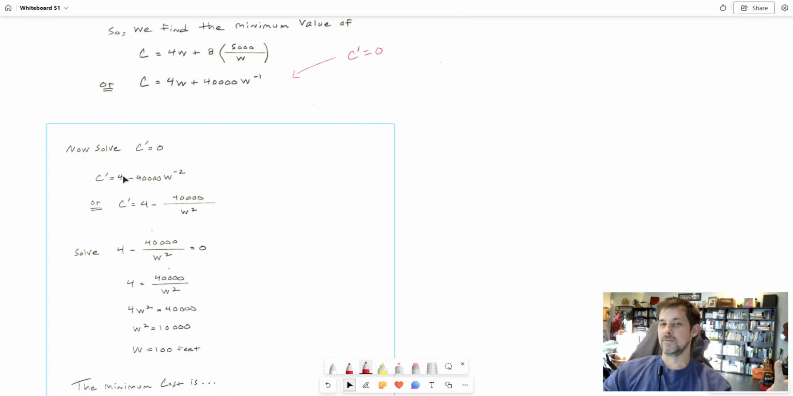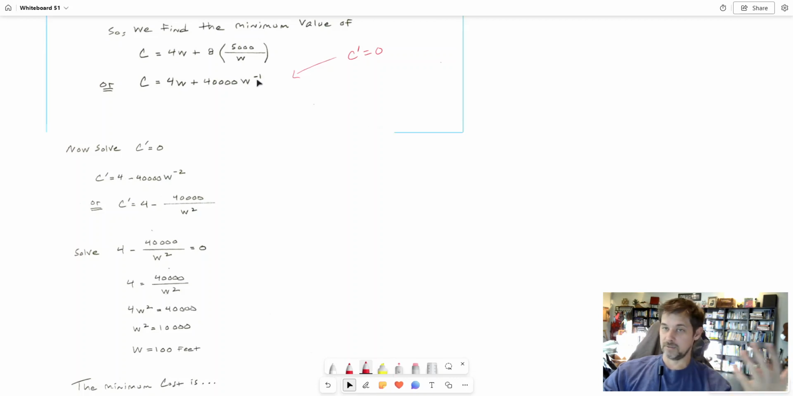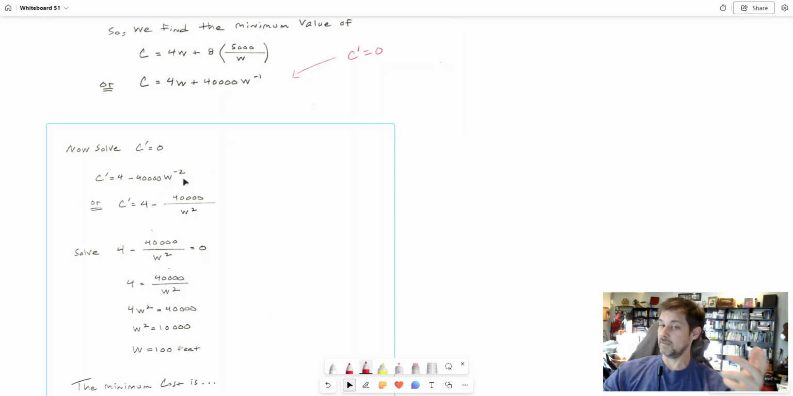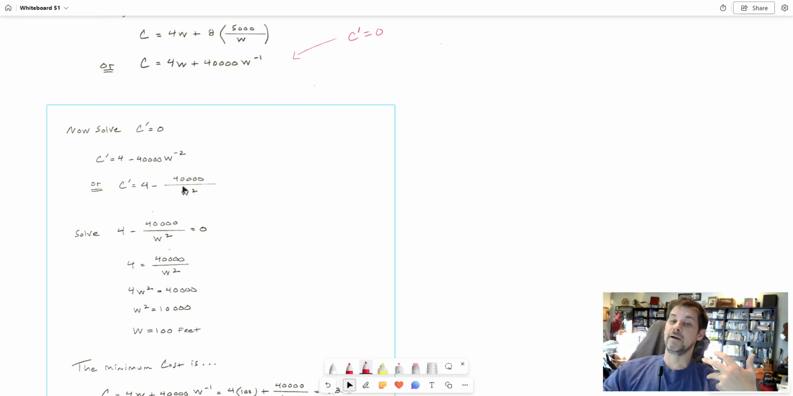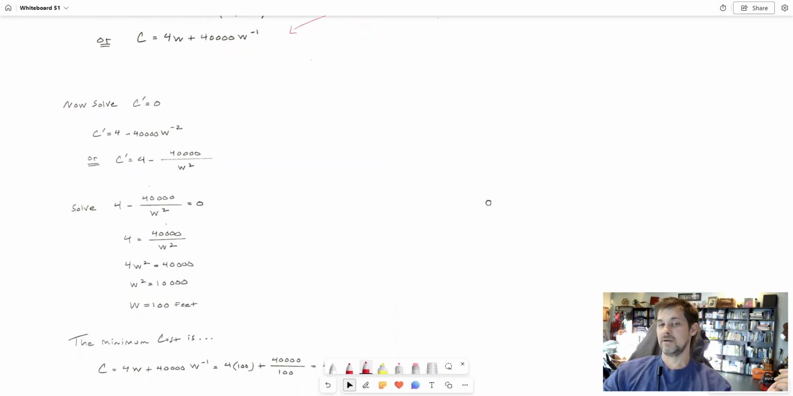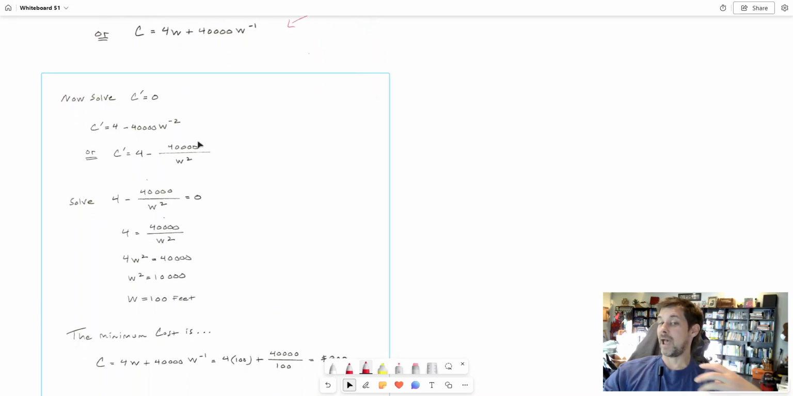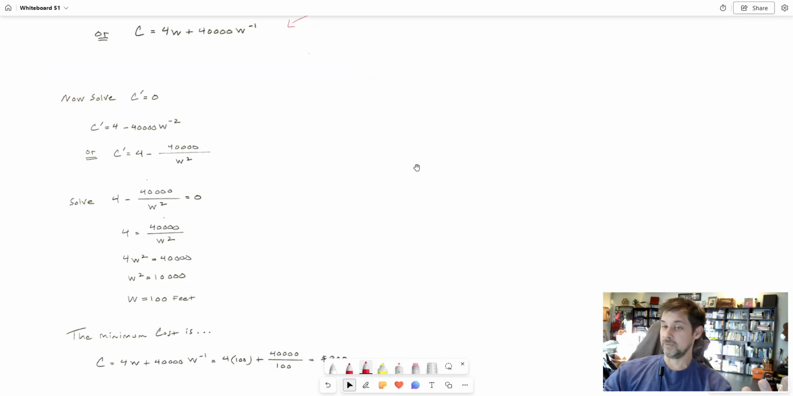It would be 4. And the derivative of W to the minus 1 power, I'd bring that minus 1 down to the front, giving me negative 40,000. I would subtract 1, and it would give me negative 2. So there's your derivative. Because I have to solve this equal to 0, I think it'd be a little easier if I put this W to the minus 2 power back under the bar and make it W to the positive 2 power.